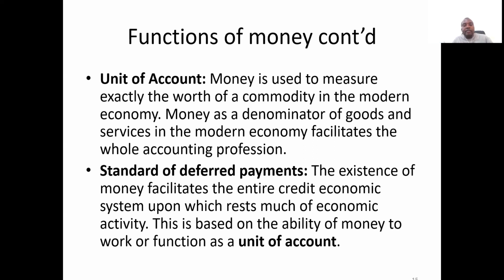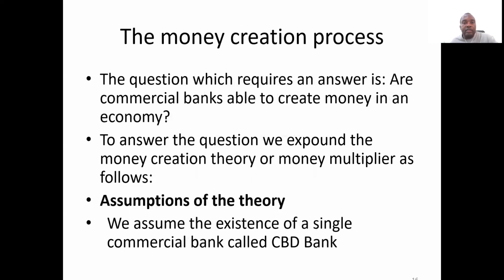And then the 4th function of money, which is a surrogate function of money, is that money is a standard of deferred payments, deferred or future payments. The existence of money facilitates the entire credit economic system, upon which rests much of economic activity. This is based on the ability of money to function as a unit of account.